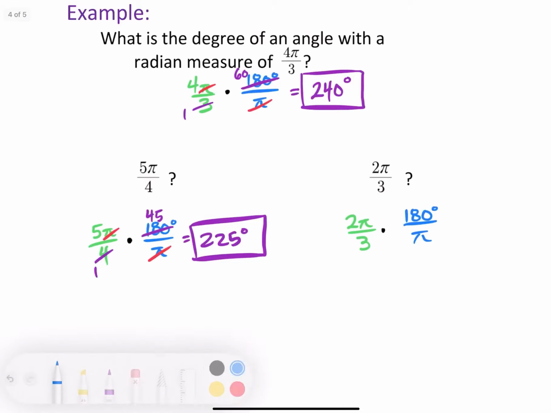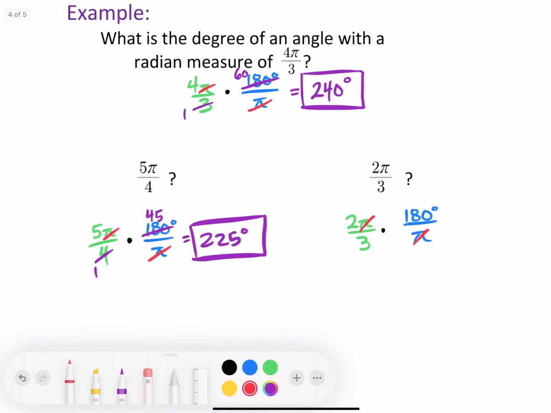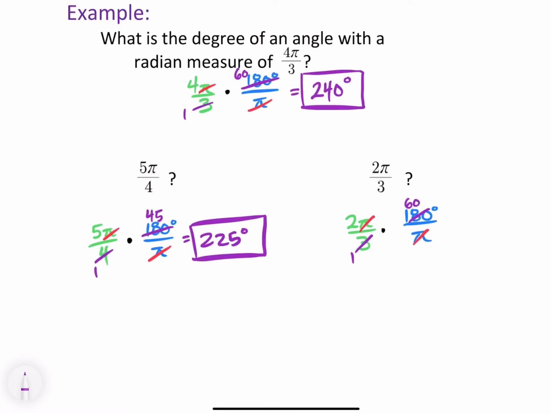So we could cancel out the pi's. We could go ahead and simplify that 3 and that 180. So the 3 becomes a 1, the 180 becomes 60. And then all we got to do is multiply straight across. 2 times 60 is 120. We still have our degree sign.